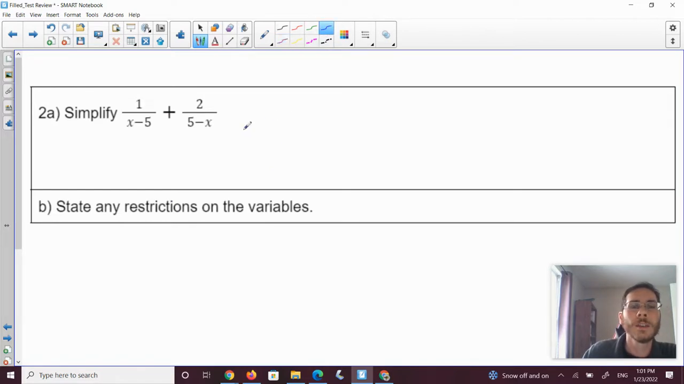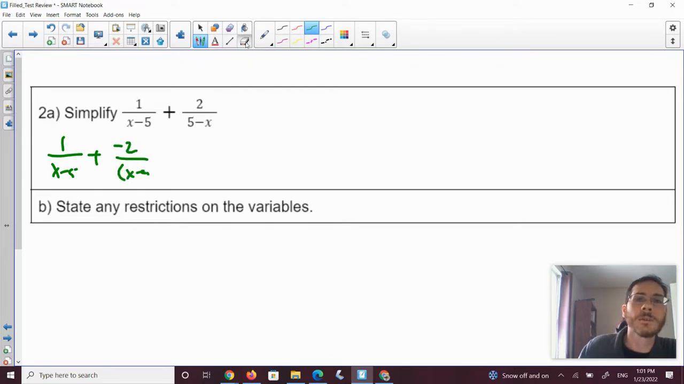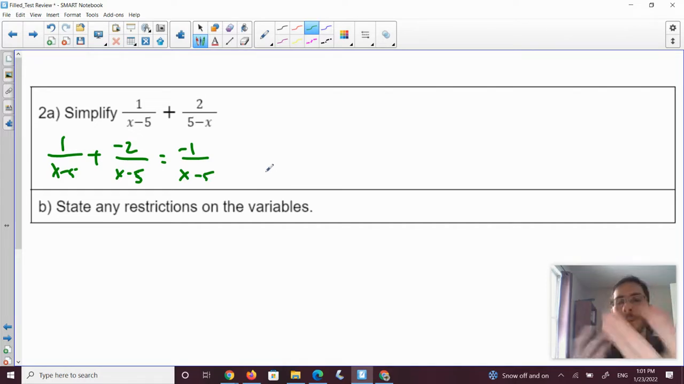If we're going to simplify, we have 2 options. The fast way to do it, and I'm going to do the fast way first, is we could recognize down here that 5 minus x is the same thing as negative (x minus 5). Oops, I did not draw my x minus 5 very well. So we could turn this really quickly into 1 over x minus 5 plus negative 2 over x minus 5, which is negative 1 over x minus 5. That would be the fastest way to do the question because now we're already done.